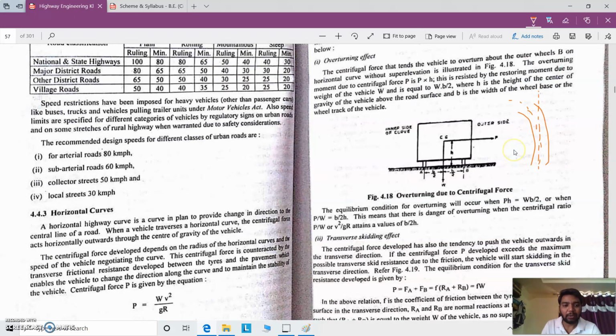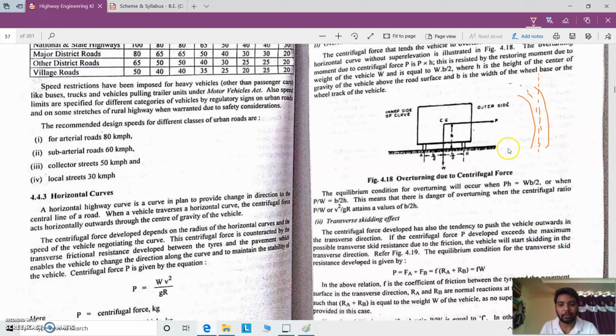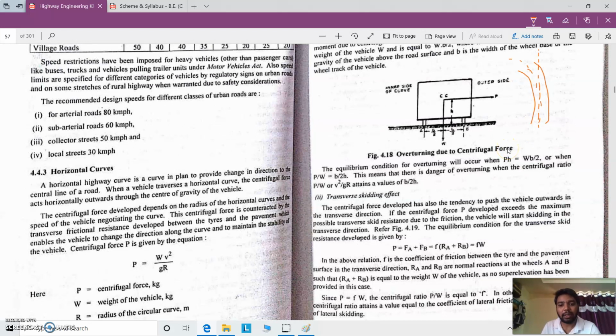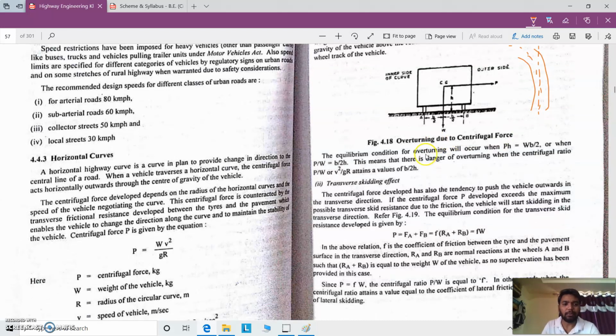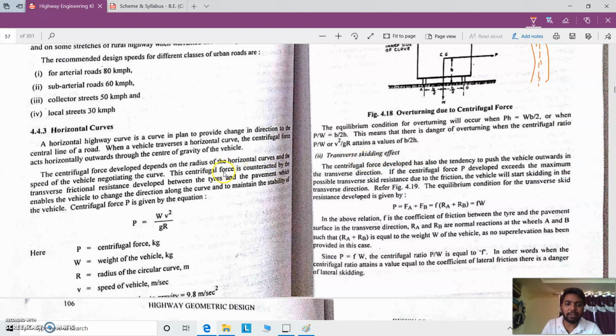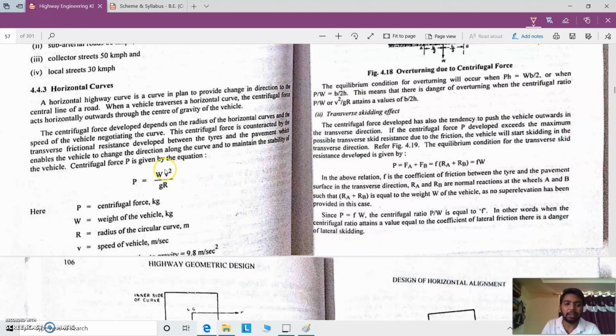Whenever a vehicle or a body is moving along a curved path, the body will experience a centrifugal force. To counteract that centrifugal force, we have to provide a centripetal force, which has to be built into the particular path, right? So here the horizontal curve is considered with a centrifugal force.